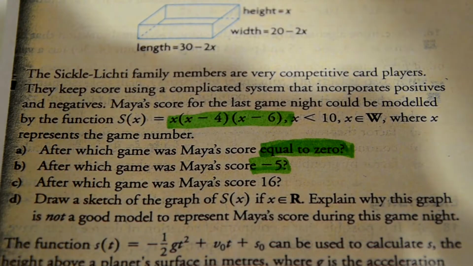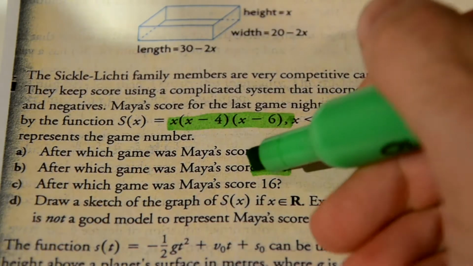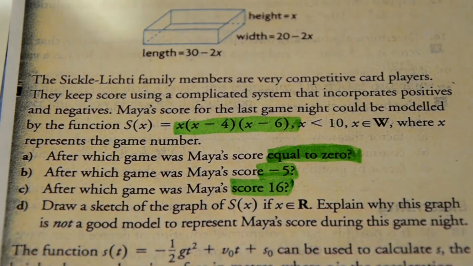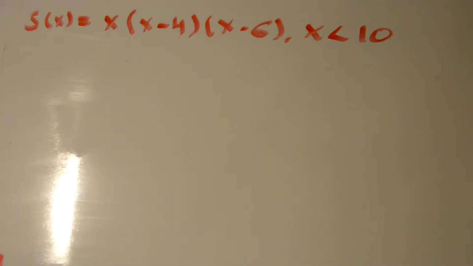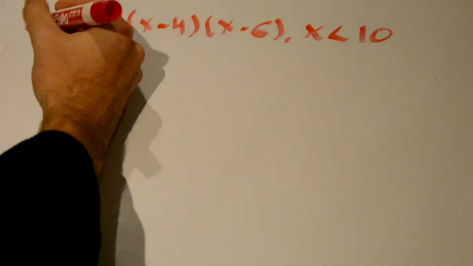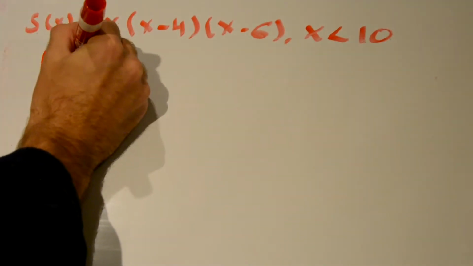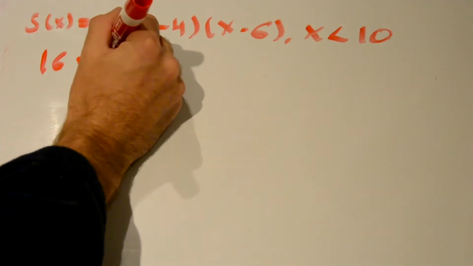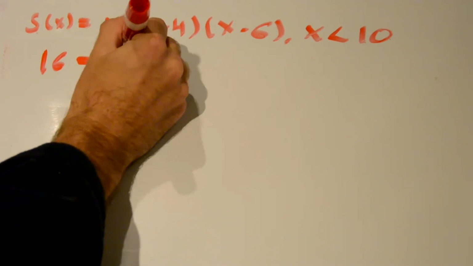Now for part C of the question, which asks, after which game was Maya's score equal to 16? Part C is the exact same as part B, except now, instead of looking at what game Maya's score was equal to negative 5, we're looking for after which game was Maya's score equal to 16. Therefore, we follow the exact same steps of setting the equation equal to 16.